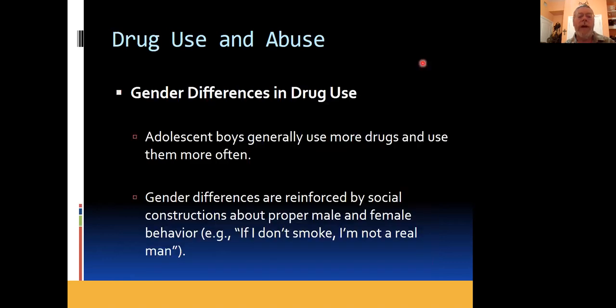So we also see gender differences in drug use. Adolescent boys generally use higher amounts of drugs, and use them more often than girls. Gender differences sometimes are reinforced by social constructions about what's proper for male and female behavior. So in some cultural groups, you're not thought of as really being a man unless you smoke. And so obviously that's going to influence people gender-wise.